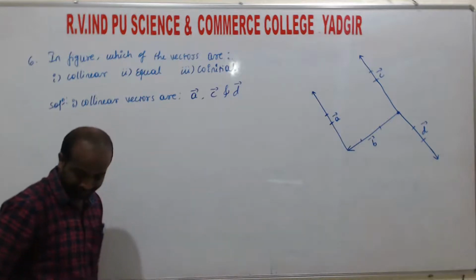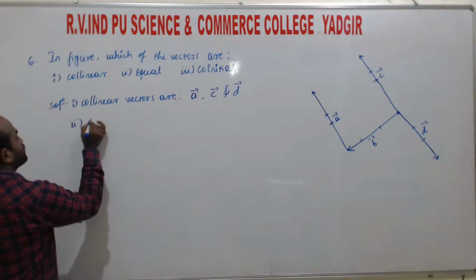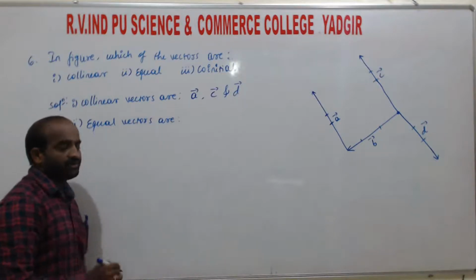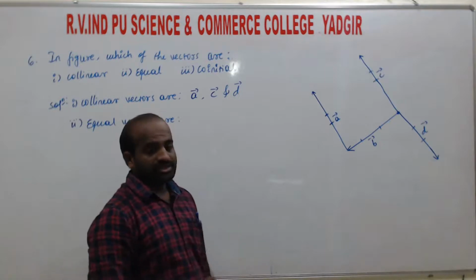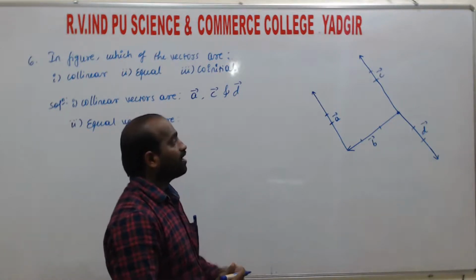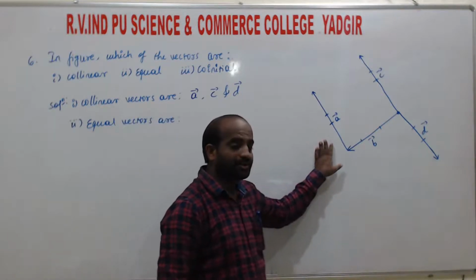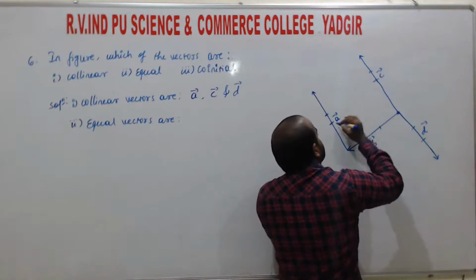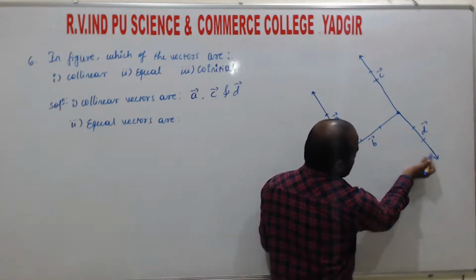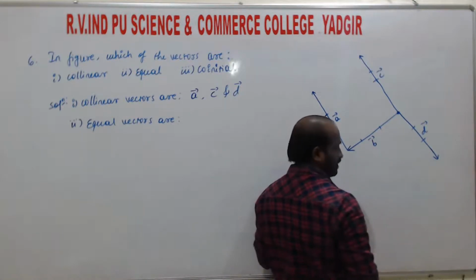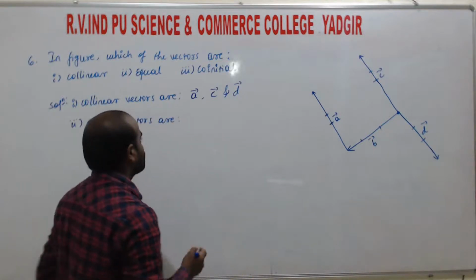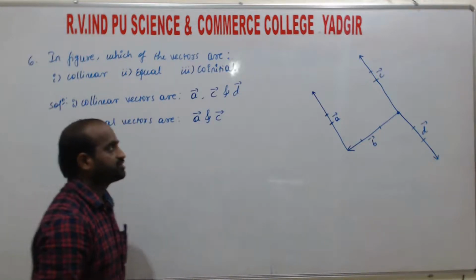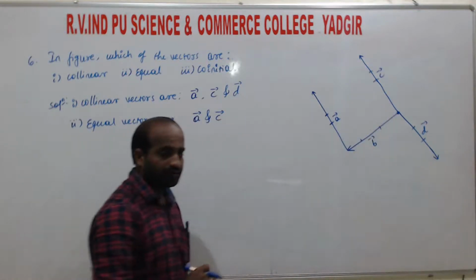Next, second, equal vectors. Two vectors are said to be equal if they have the same magnitude and direction. A and C are in the same direction. This one is in the opposite direction, B is opposite. This one is also different. Okay, A and C are equal vectors because both have the same directions.